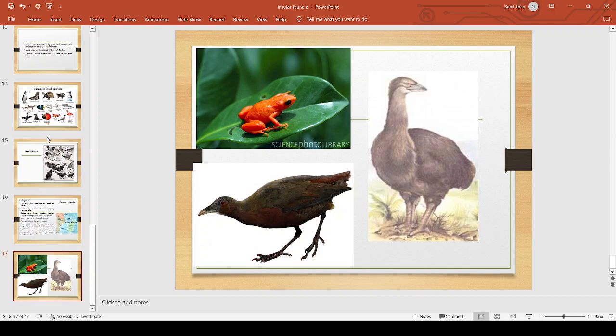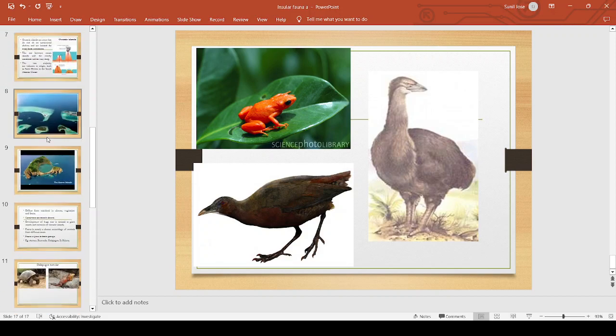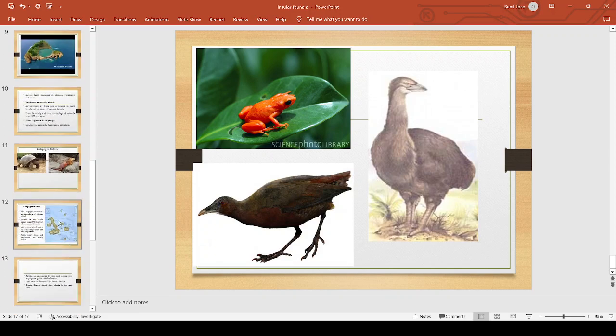Then one more island, the Galapagos Island. So this is all regarding the different types of oceanic as well as other islands. I will show you some of the images.